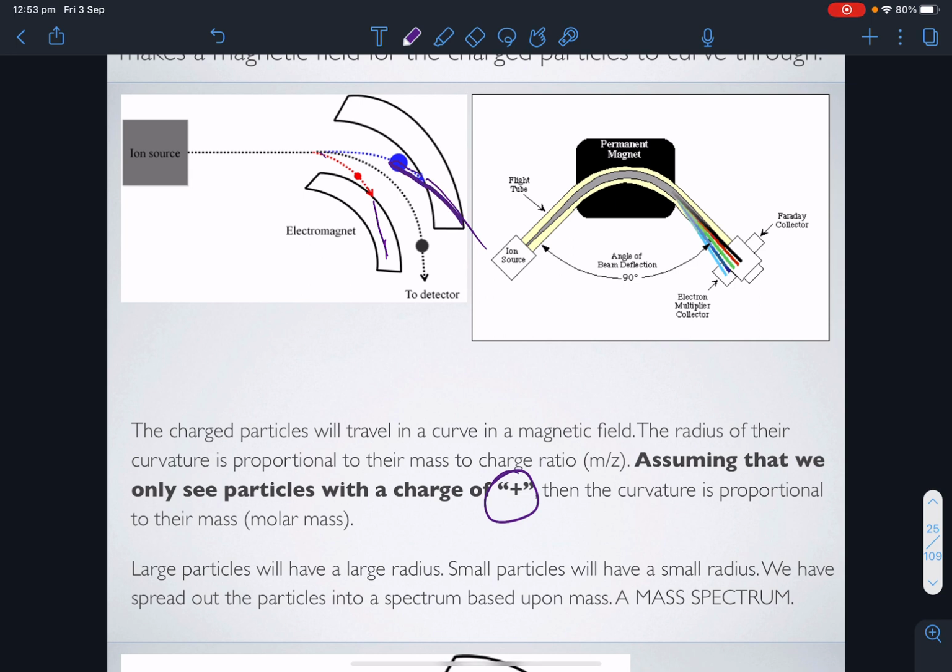So the heavier things will resist curvature, and they'll have the widest one, and the smallest particles will have the tightest radius, okay? And so what we're ending up with here is a spectrum of masses. That's where the name comes from.